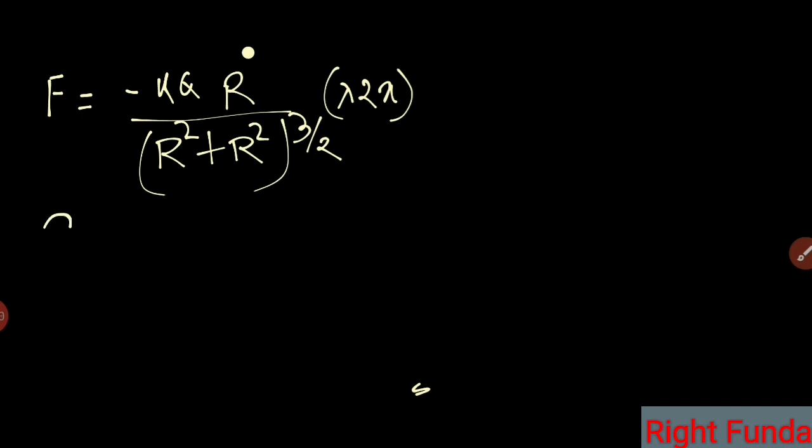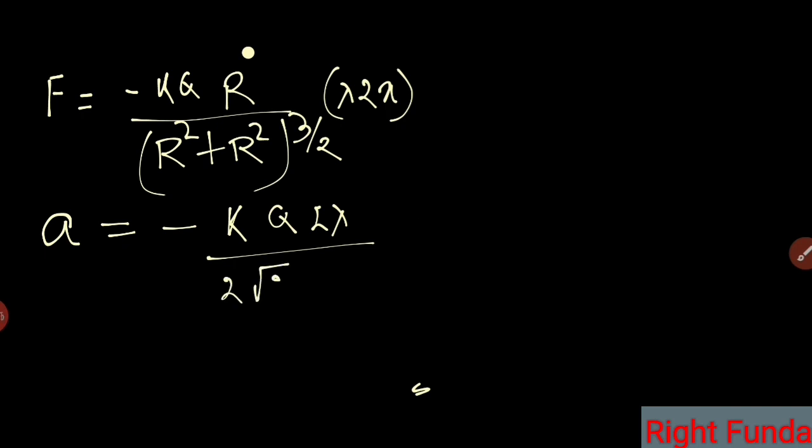So from this we can calculate the acceleration. F is equal to ma, we can substitute, and we get a equal to minus KQ into 2 lambda by 2 root 2 m R square, R cube and R square cancel, into x. And we know lambda is not given, so we substitute lambda equal to Q by 2R, where 2R is the length of the rod.